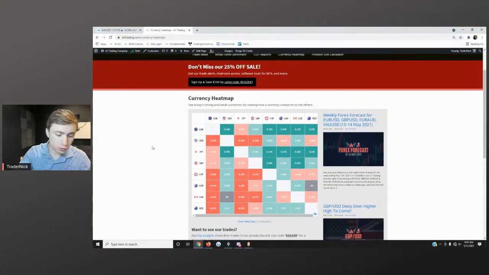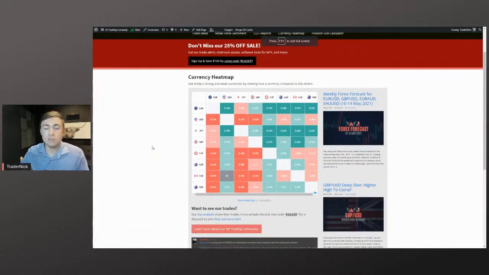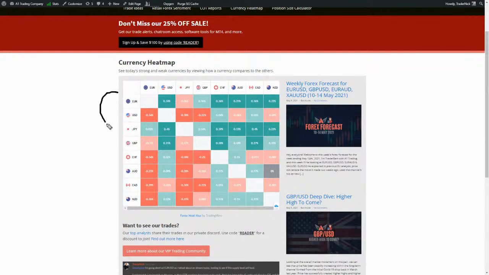This is a cool little tool, as you may know if you've been watching the stream for a while. It's available on the website completely for free. This is the currency heat map. It shows you the 8 majors: the euro, the US dollar, the Japanese yen, the pound, the Swiss franc, the Aussie, CAD, and New Zealand. It crosses them against each other. It's almost like a tier list, a measurement of strength relative to each other.